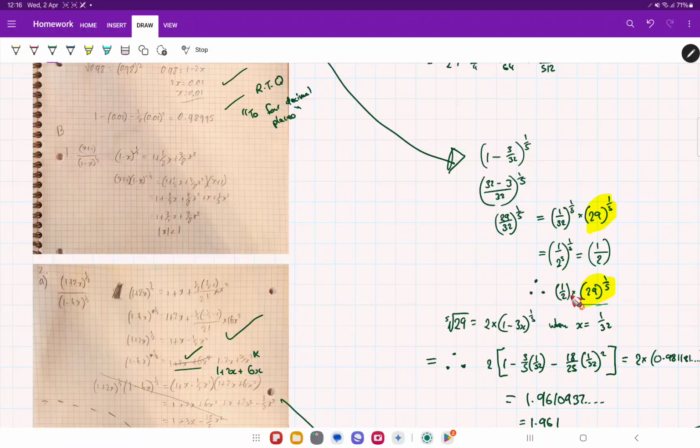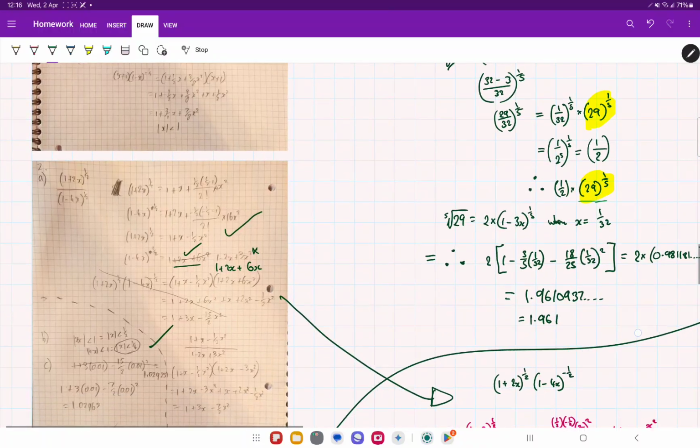So if I know that this is half times that, then the fifth root of 21 is going to be 2 times my expansion when my x value is 1 over root 32.